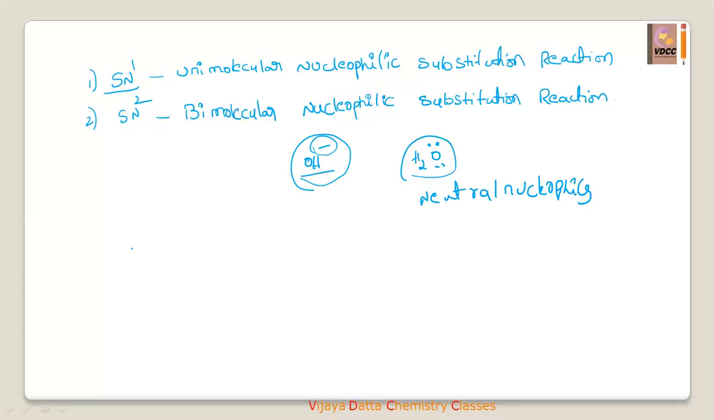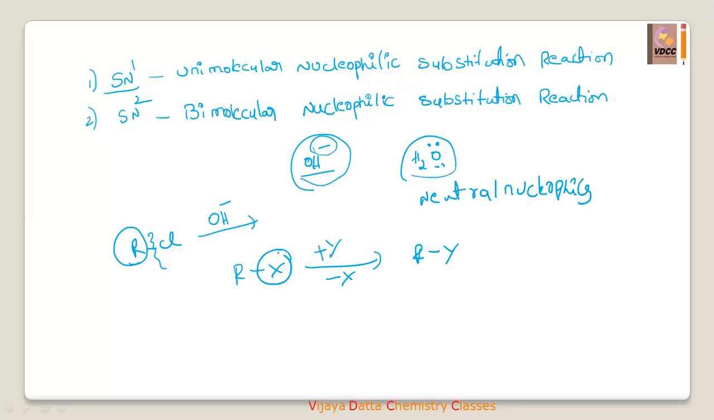We'll see. I have taken R, which is the alkyl group, RX. I want to substitute this with Y minus. Then the bond between R and X will break. X is substituted by Y, giving R-Y plus X minus. Y is the nucleophile, which replaces X. X is called the leaving group, and substitution is taking place in place of X.